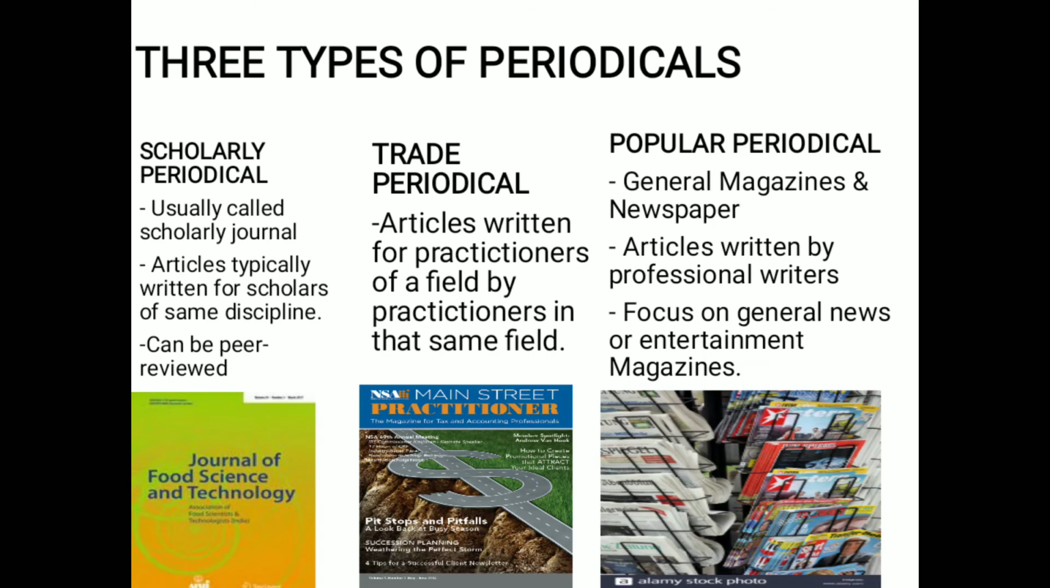So there are three types of periodicals. Those are scholarly periodical, trade periodical, and popular periodical. So first, let's talk about the scholarly periodical.